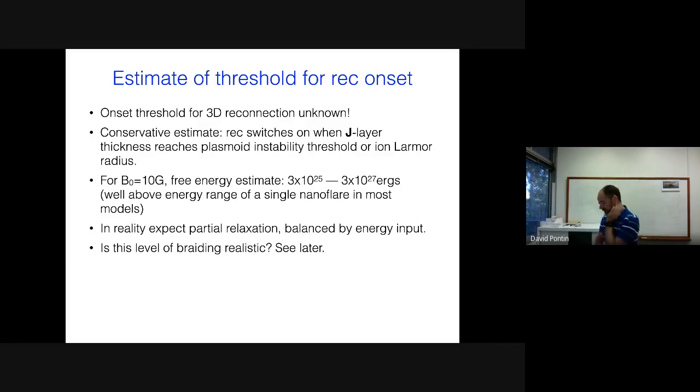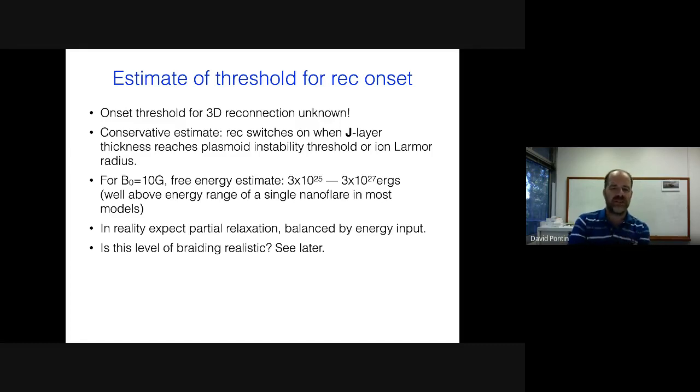Now, there's difficulty in that we want to try and figure out when heating is going to start. And for that, we need to know an onset threshold for 3D reconnection, which we do not know. But we can make a conservative estimate by saying that we might expect reconnection to become dynamically important when the current layer aspect ratio gets down to the threshold for the plasmoid instability, nonlinear tearing, or maybe the current layer thickness has to get all the way down to the ion Larmor radius. Now, most likely, reconnection will happen before these, but this is just a conservative estimate.